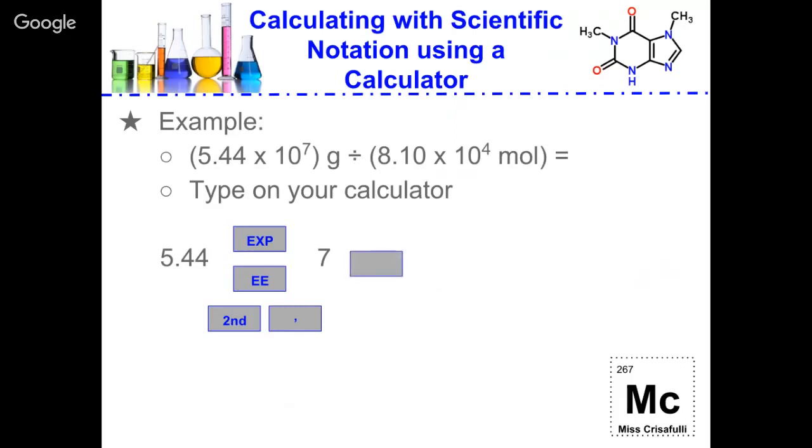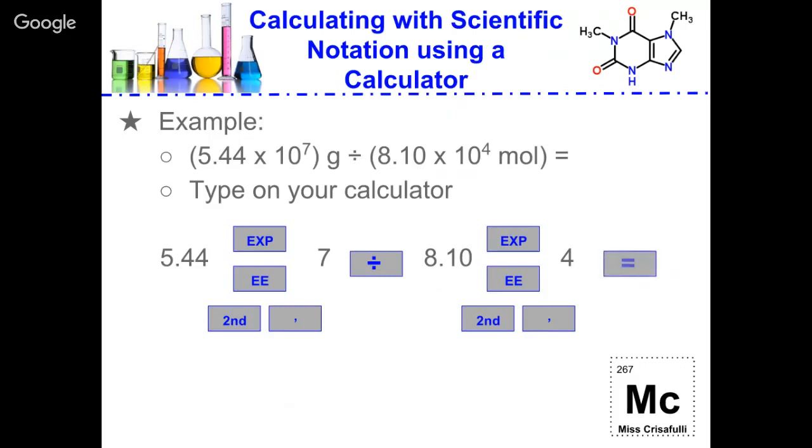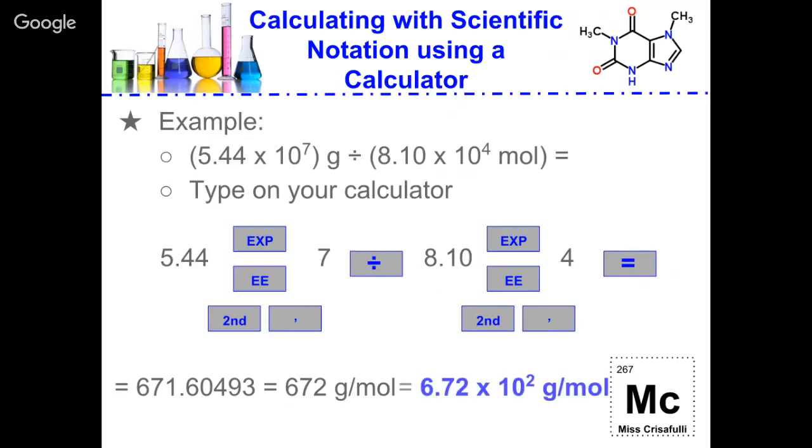Then you're going to hit divide, and then type in the second part. So it'll be 8.10, either EXP, EE, or second comma, depending on what calculator you have. And then tell it again what power it is, times 10 to the 4th. And then you're going to hit equals. If you type all of this in correctly, you should get 671.60493. And I'm going to round that to 672 grams per mole. Or if we were going to write it in scientific notation, we would write 6.72 times 10 squared grams per mole.